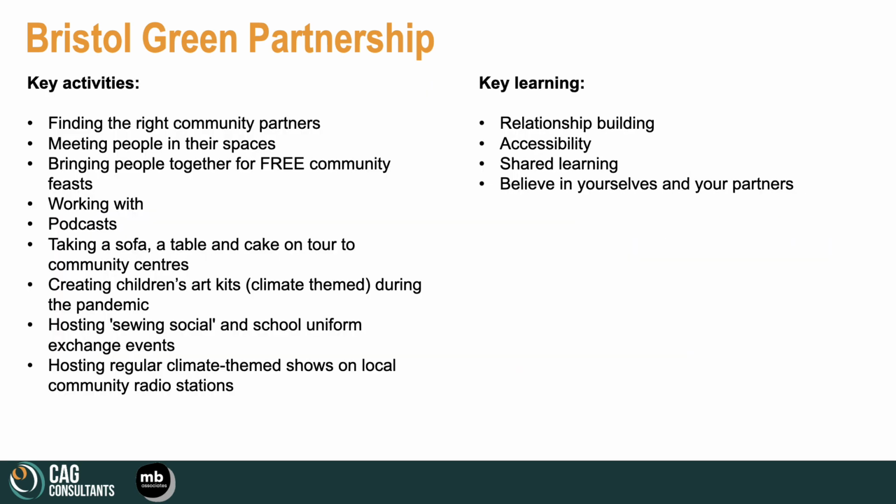And here are some of the key activities that the Bristol Green Partnership has been doing in order to engage with diverse communities. The first thing is one of the key learnings that we pulled out earlier about finding the right community partners, the conduits between you and the people in the community. Bristol Green Partnership have made sure that each different community that they've identified has a designated community partner. For example, Bristol Disability Equality Forum, working with people with disabilities.